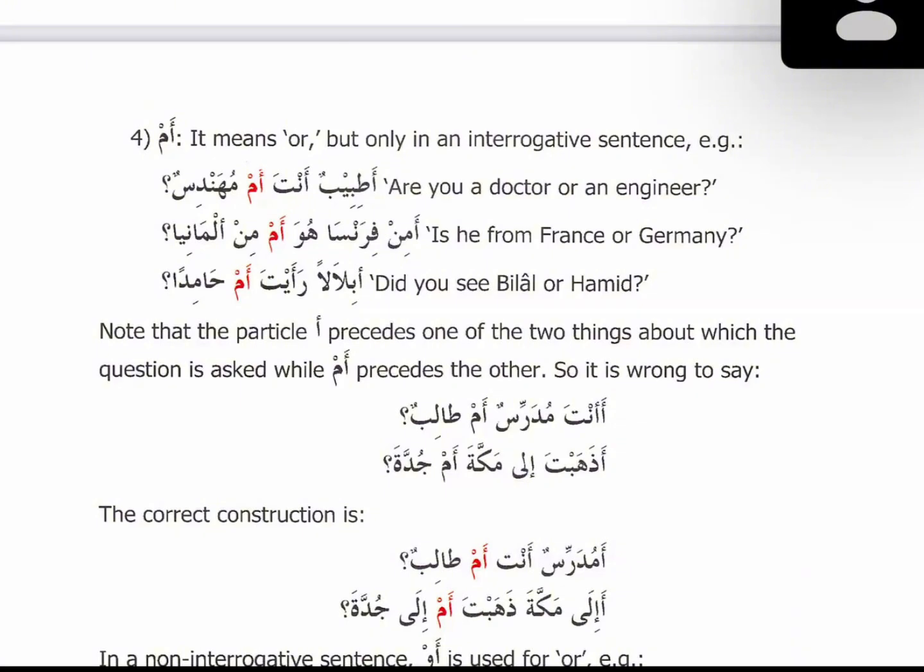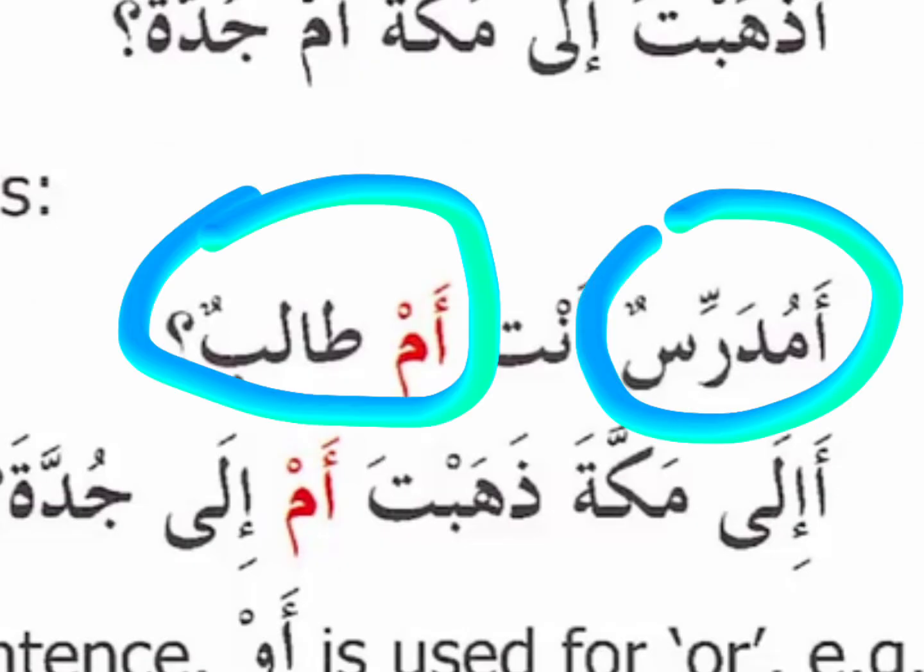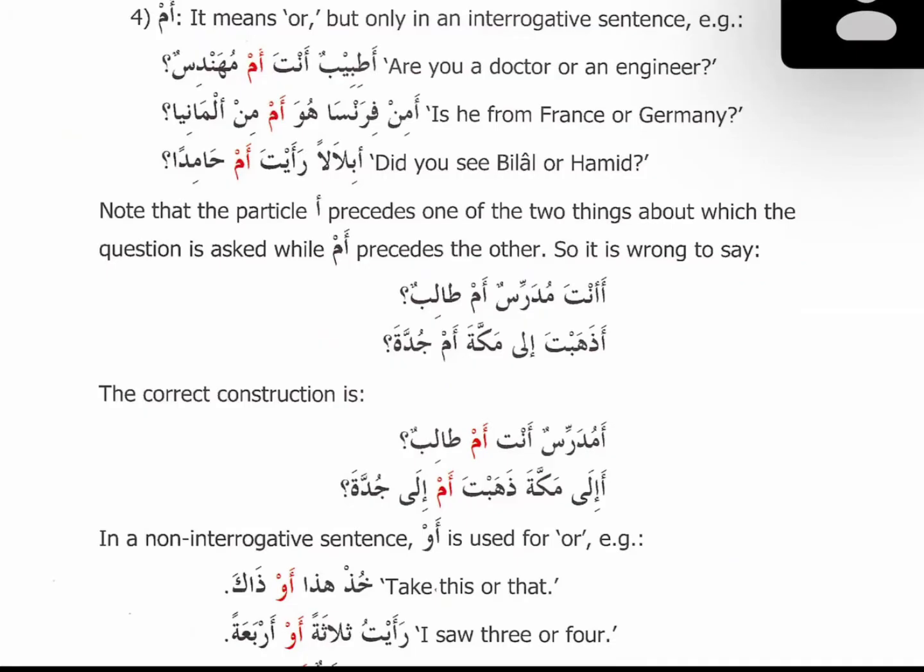So it won't be anta. It will be amudarrisun. Because the things being questioned are mudarris or talib. Are you a mudarris or a talib? Teacher or a student? So the question alif or the hamza will precede mudarris, because the difference we want to learn is between mudarris and talib. So the hamza will not come before anta.